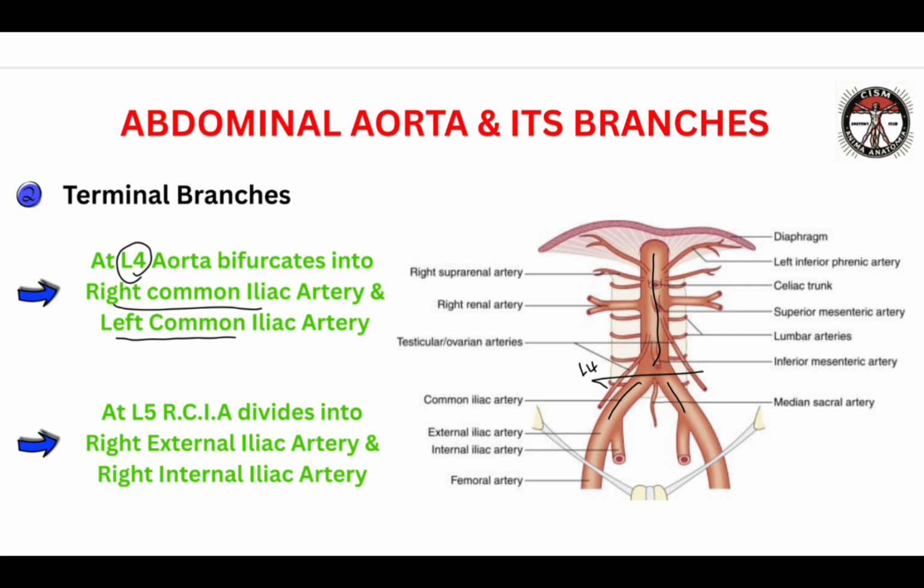Then again at L5, this right common iliac artery bifurcates into the right external and right internal iliac artery. This is the external iliac artery, and this is the internal iliac artery. Same for the left side, we can see the left external and left internal.